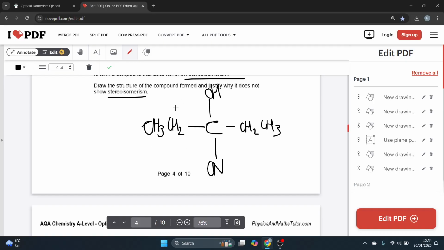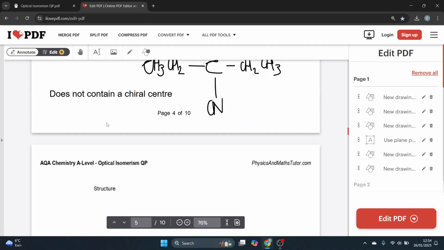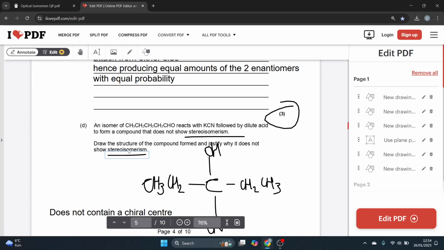And then, it also says justify. Well, this is a pretty easy mark. Does not contain a chiral center. Or you could say it does not contain a carbon attached to 4 different groups. It's fine.